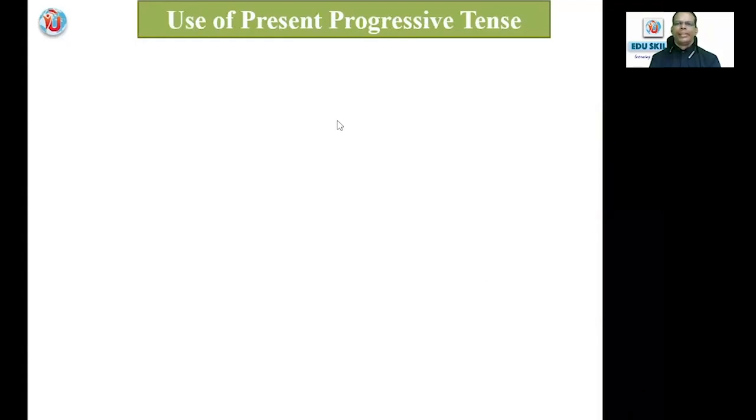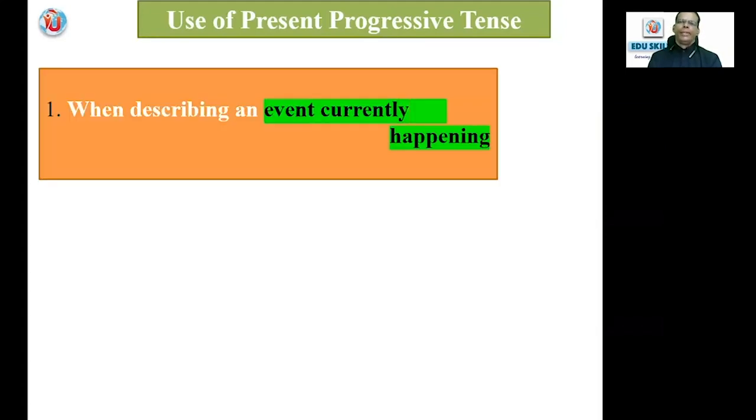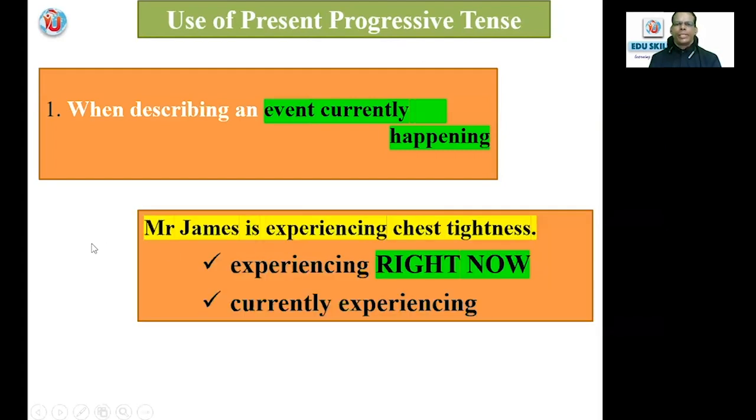Once you understand that, you know which particular area of the case notes requires which particular tense, then you can easily construct without even thinking what is to be written there, because you know the sentence structure of each tense. Again, use the present progressive tense when describing an event currently happening. For example, Mr. James is experiencing chest tightness, experiencing right now, currently experiencing.